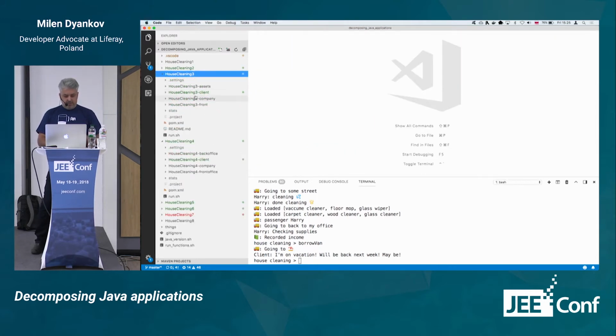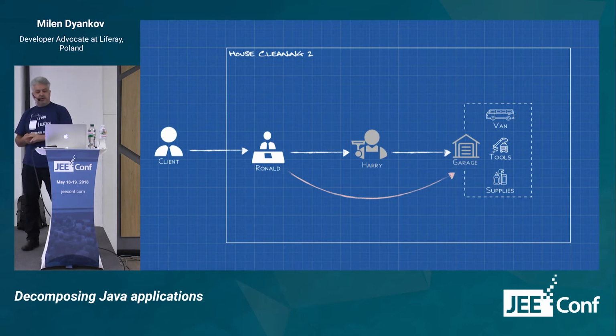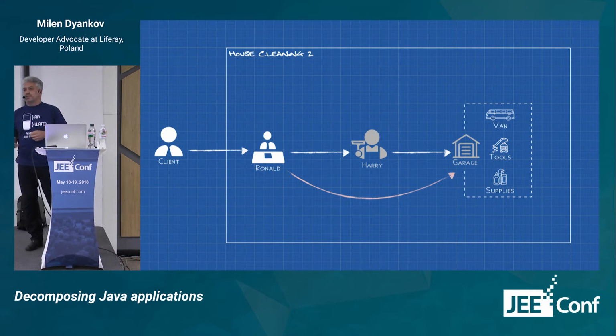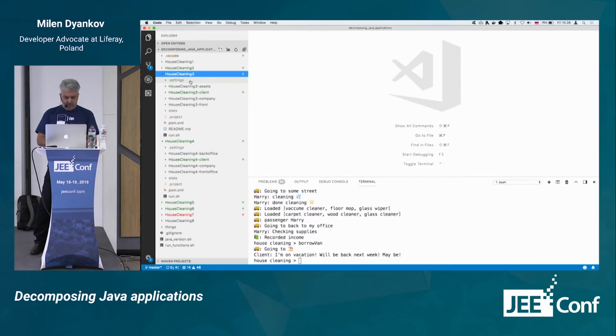So we go to example 3, and just before we go to example 3, because I'm skipping the slides now, this is the example that we just saw, the house cleaning 2. So you have Harry, who is kind of hidden now from the customers, and the garage is kind of hidden from the customers, but still Ronald can just bypass Harry and grab the stuff, right? And this is not a situation you want to be in if you want to grow the company. Okay, so back to example 3 now.